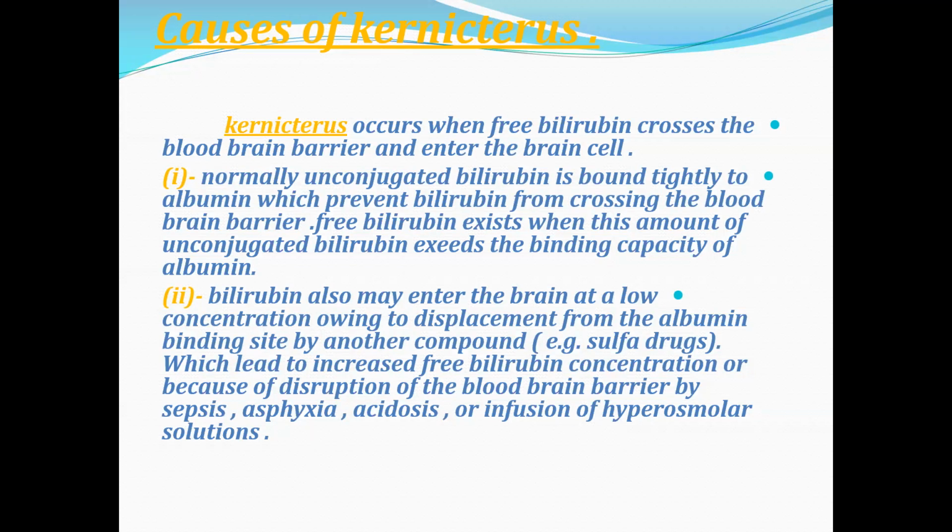It is important to know the causes of such a serious, important, and preventable condition. Kernicterus occurs when free bilirubin crosses the blood-brain barrier and enters the brain cell. Normally, unconjugated bilirubin is bound tightly to albumin, which prevents bilirubin from crossing the blood-brain barrier. Free bilirubin exists when the amount of unconjugated bilirubin exceeds the binding capacity of the albumin.